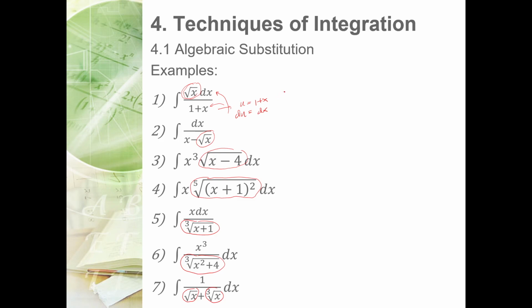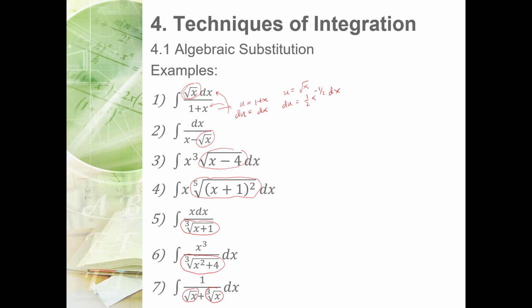Or if you try u as square root of x, right? So du is equal to 1 half x to the power of negative 1 half dx. So again, there's no x to the power of negative 1 half. So meaning you cannot solve this one using simple u sub. So that's just my tip for you.